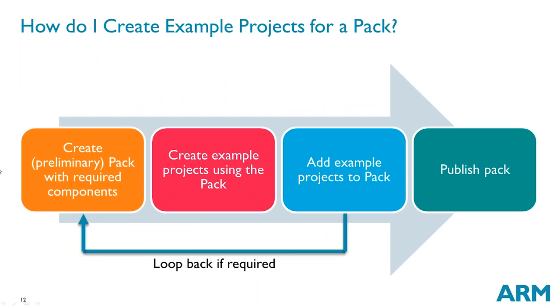So the hint is actually first, of course, create a preliminary pack with the required components. Then you create an example project using the pack and its components. Then you add this example project to the pack and publish the pack. Sometimes you see below there it's stated loopback is required, because sometimes you might see that the partitioning of the software component needs to be changed when you use it in a real-life example. That's also one of the reasons why you should always add an example project. It's just to test the software component for yourself.